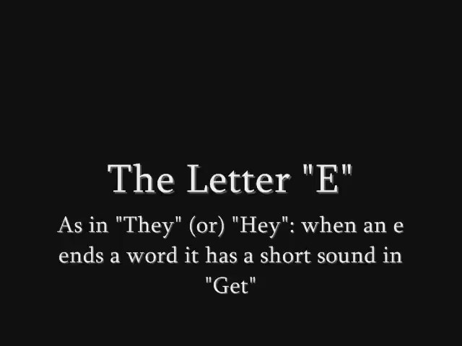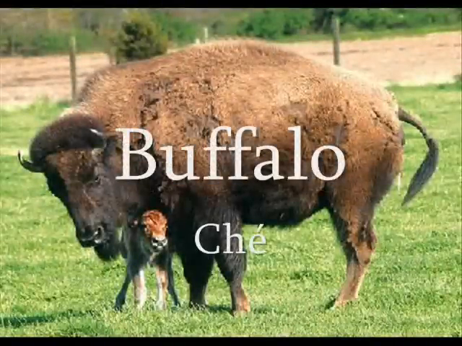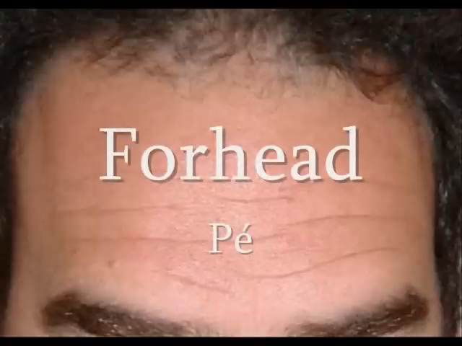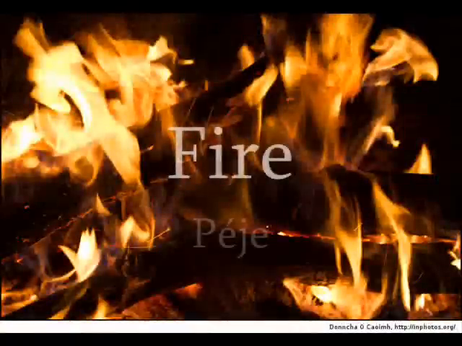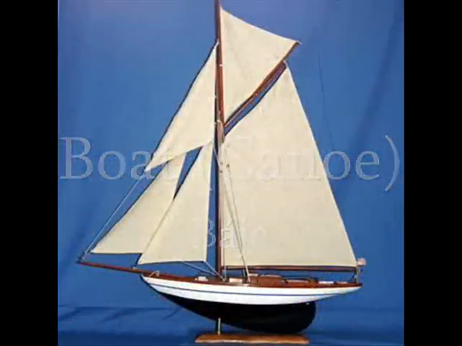Ba. The letter E, pronounced as A, as in English hey, or as in English eight without the off glide, or as in English get, e, in unaccented syllables. Buffalo. Che. Forehead. Pe. Fire. Page. Boat. Bache.